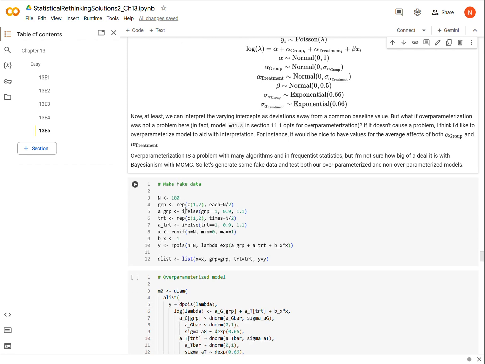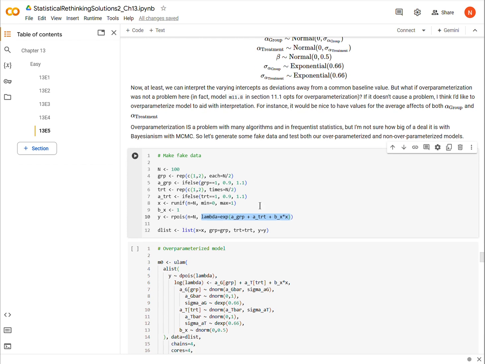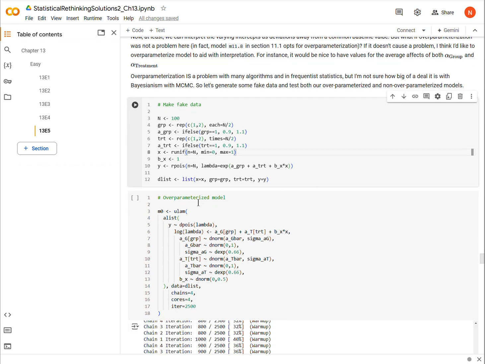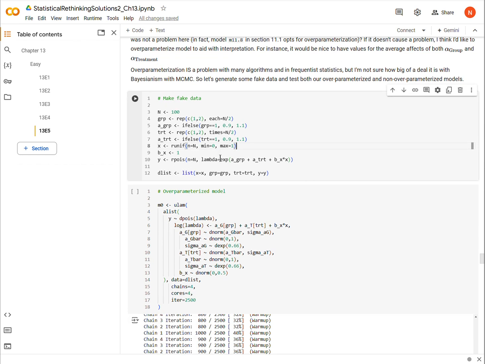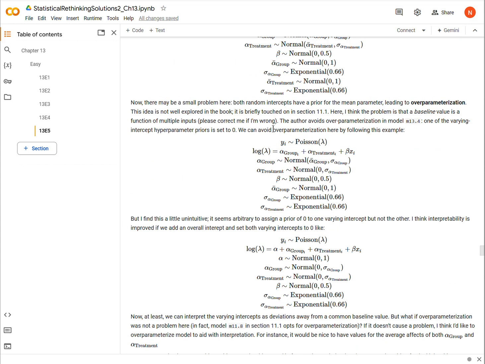So I've generated some fake data here, where I've assigned values for groups and alpha group and alpha treatment, right? And so I've created Poisson data that has a mean and variance of my linear model, and I've wrapped that into a data list. And so now I am just going to code up these different models.